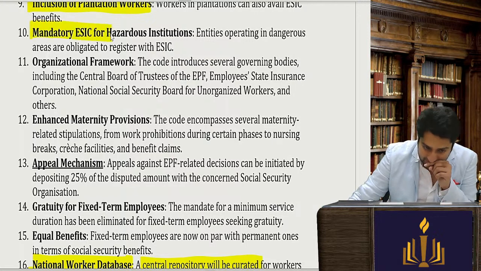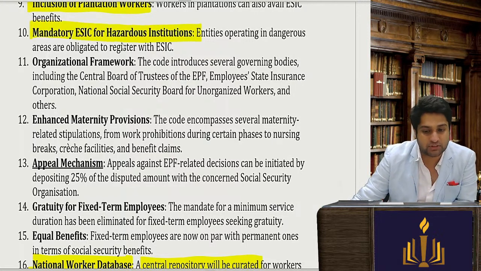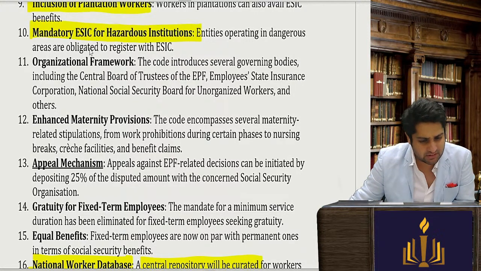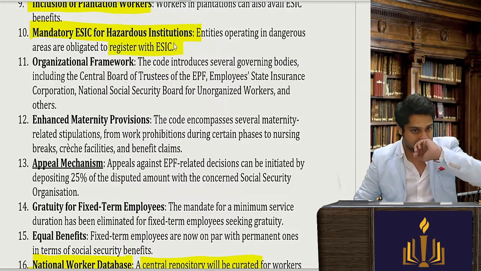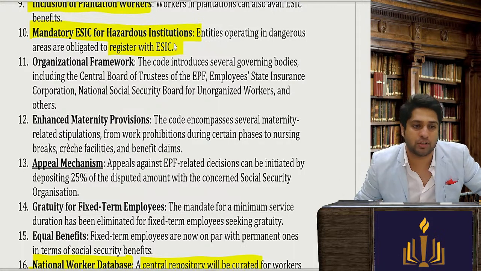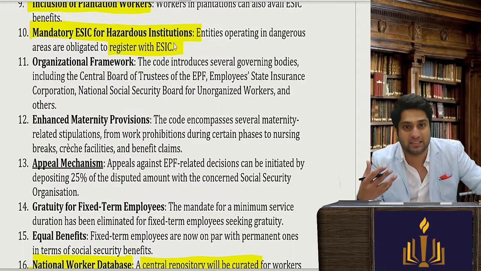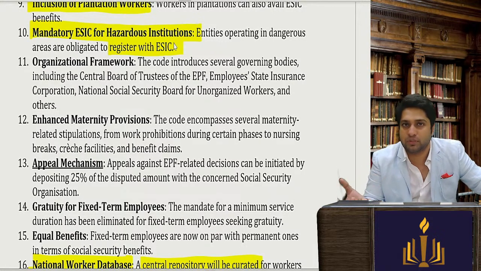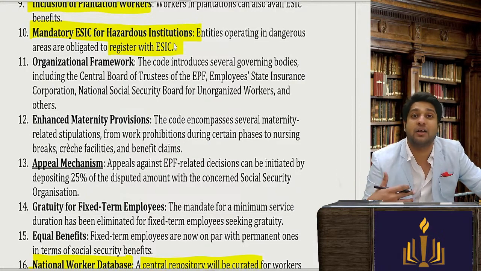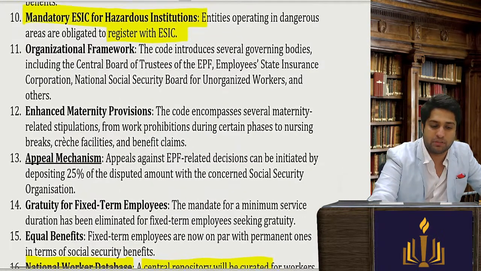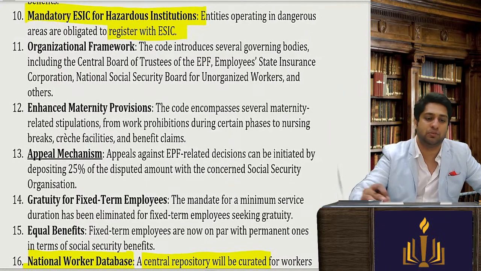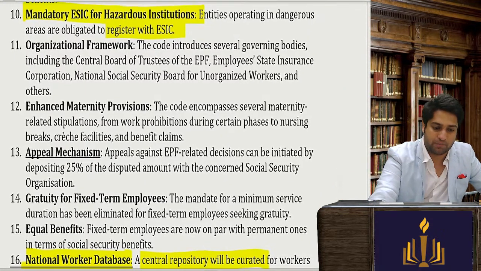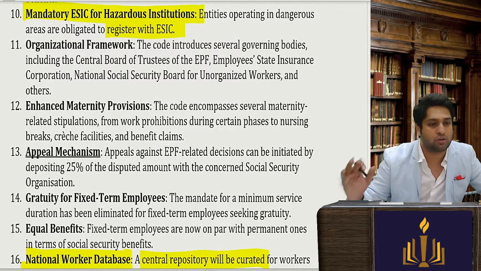Then mandatory ESI for hazardous institutions, entities operating in dangerous industries. These have to be mandatorily registered for the state insurance, because we know that those who are dealing in hazardous industries can cause injuries to a lot of people. So it's better to get all these registered, and we can tell them to get public insurances also, employee insurances also.